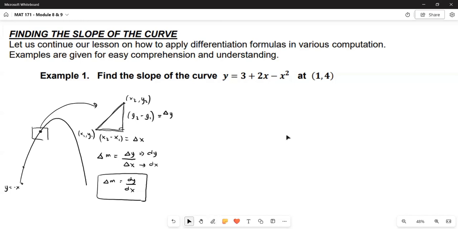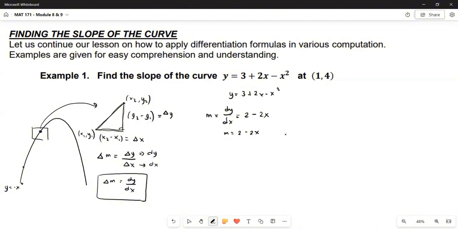So first, find the slope of the curve y is equal to 3 plus 2x minus x squared at (1, 4). Okay? So first, kunin natin yung derivative ng ating function. So derivative of y in terms of x, or ito yung slope din, right? Is just, derivative ng 3 is 0, plus derivative ng 2x is 2, minus derivative ng x squared is 2x. So para makuha natin yung slope natin na yan, sa point (1, 4), okay?